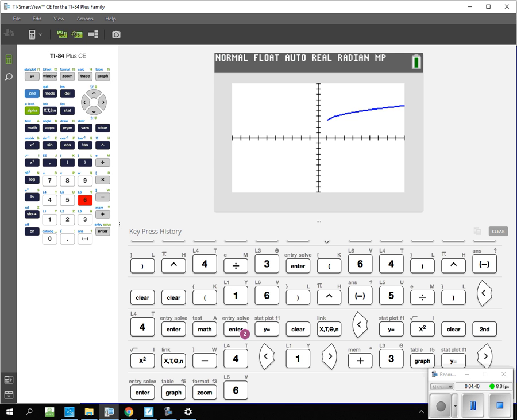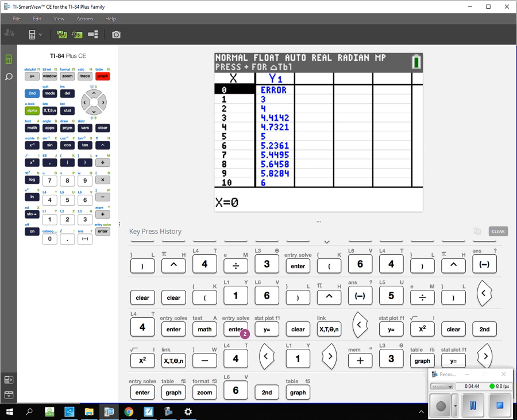Now, let's say I wanted points. So hit second, graph. And notice 0 was an error. I wasn't allowed to have 0, and I'm not allowed to have any number that's actually below 1, because remember, that was my domain. But I could have used 2, 4. That would have been another good point. 5, 5 was a good point.